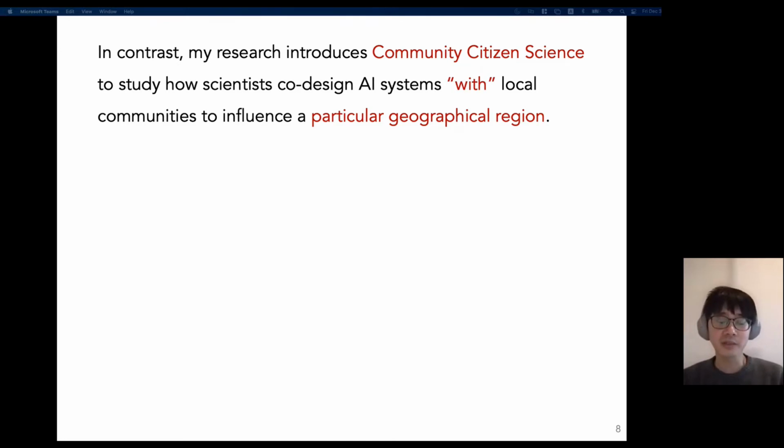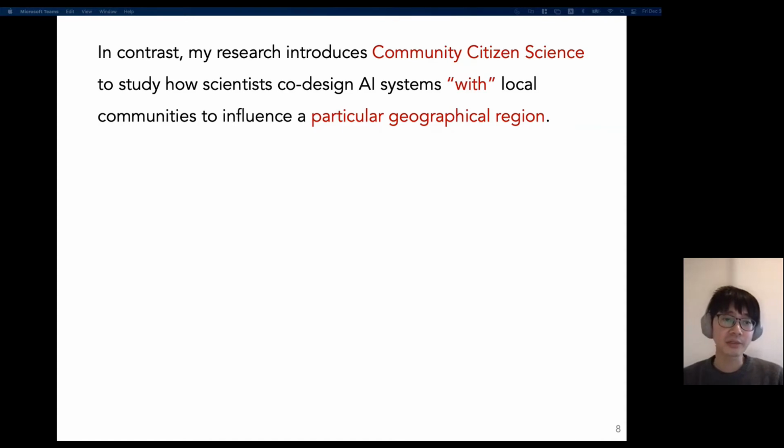I'm also emphasizing the idea of design with people. That means we iteratively design the solutions with the local people who are impacted by the problem the most. And I frame this as the field of community citizen science, which I worked a lot on during my PhD, framing the entire field.